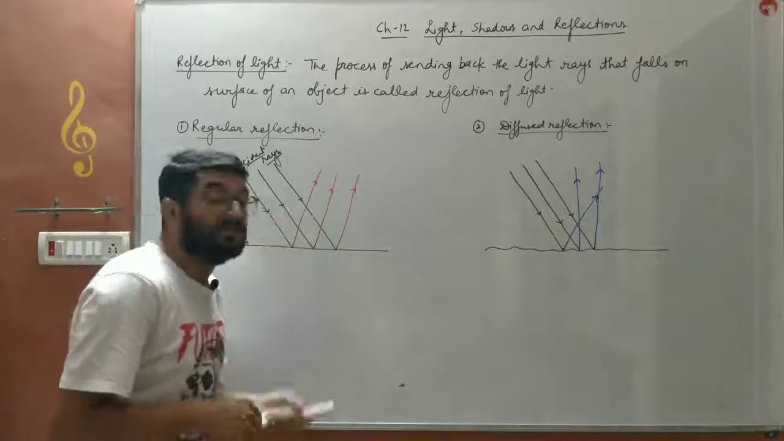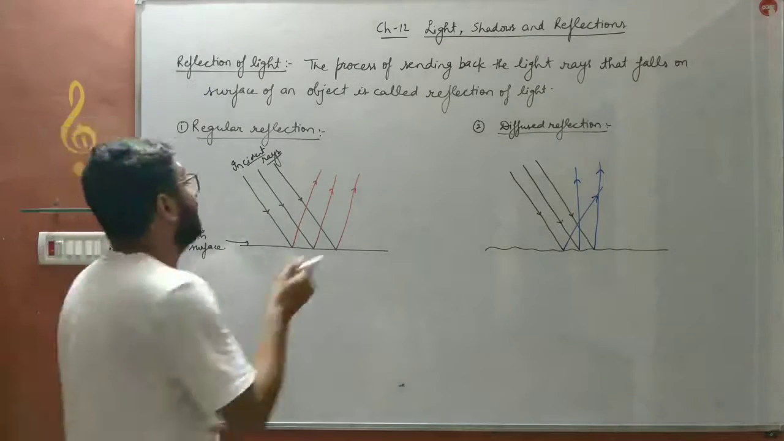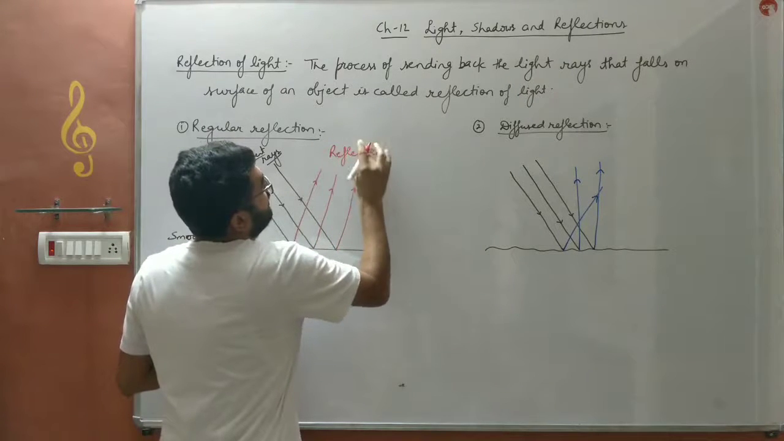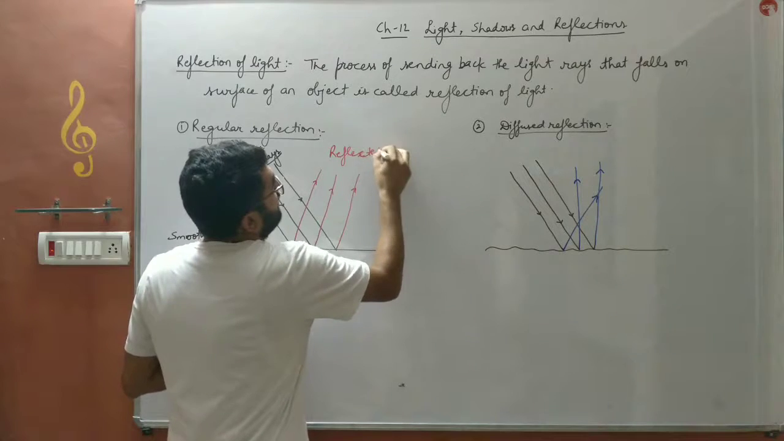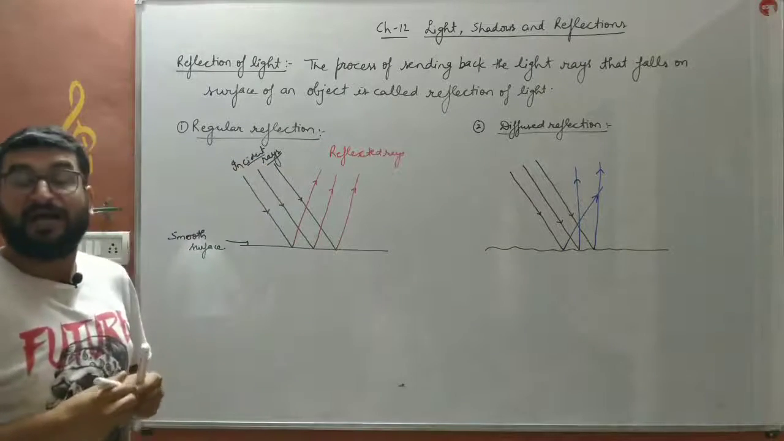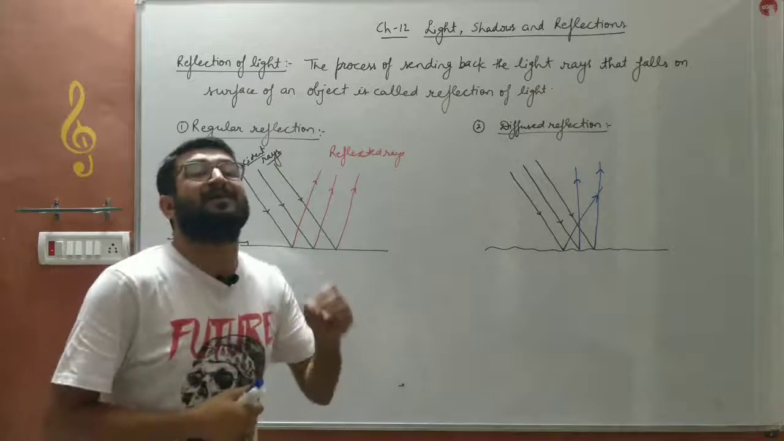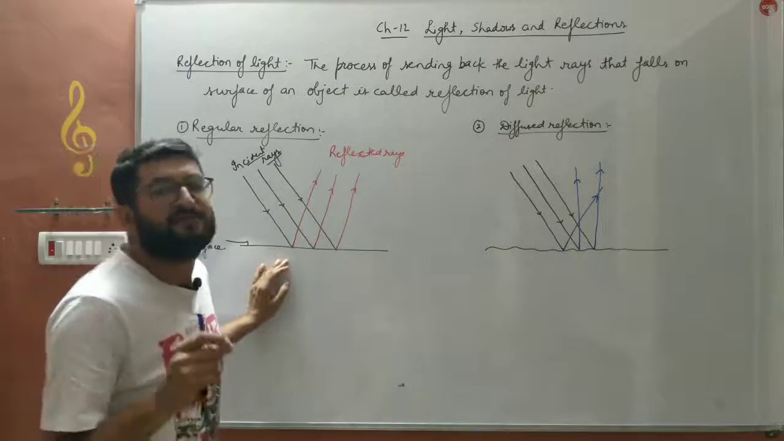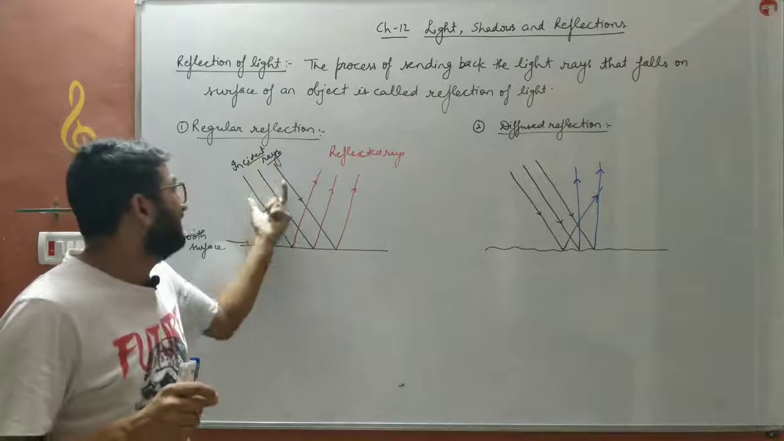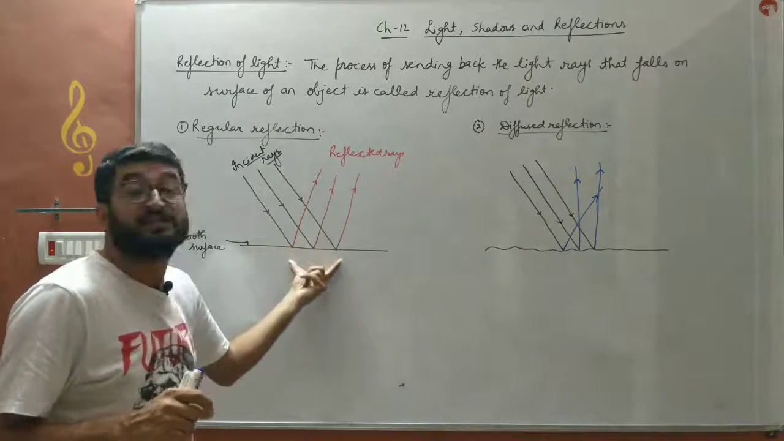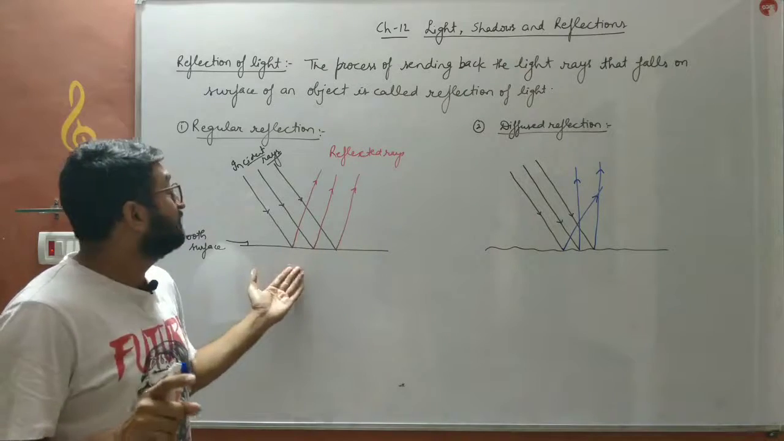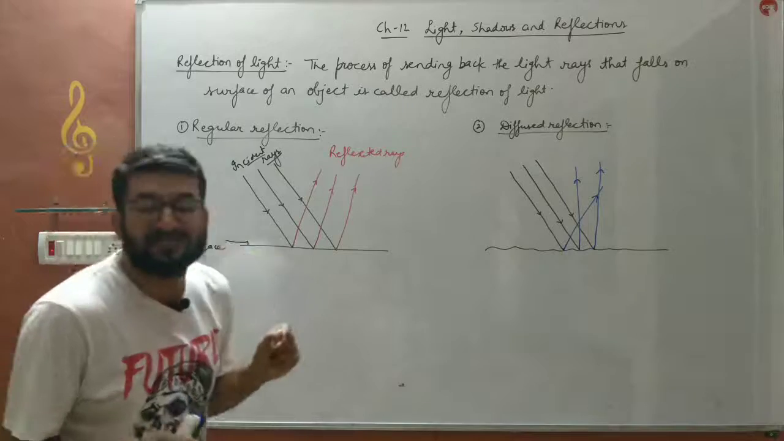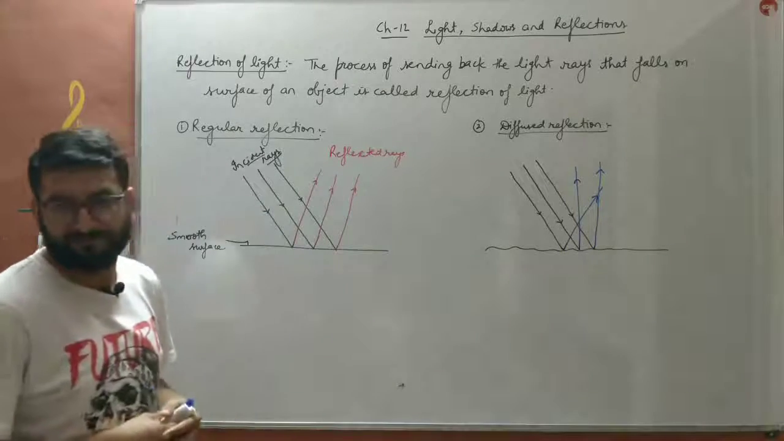When a parallel beam falls over it, then it reflects in the same direction, as well as in the same parallel manner. That type of reflection is known as regular reflection. When the parallel beam of light strikes on the smooth surface, then it bends back in the same parallel manner in one direction. That is known as regular reflection.